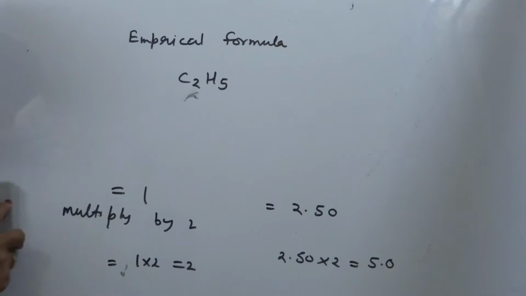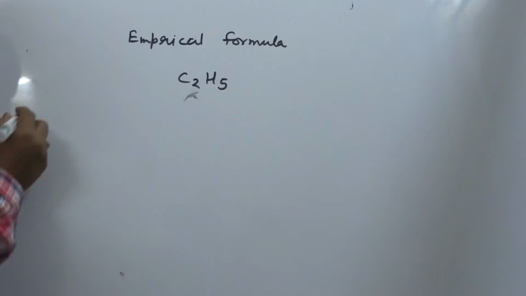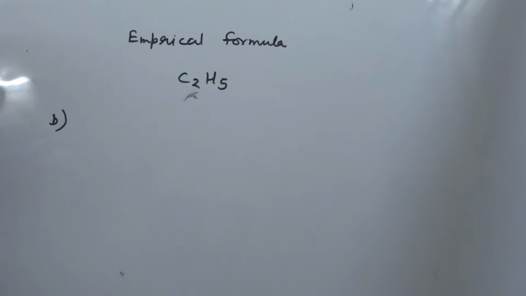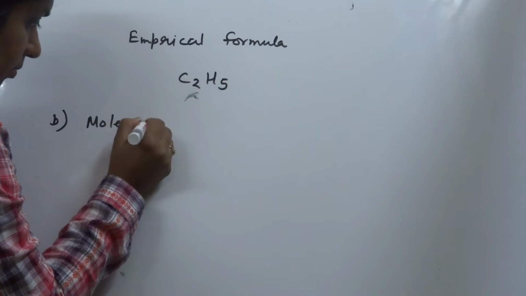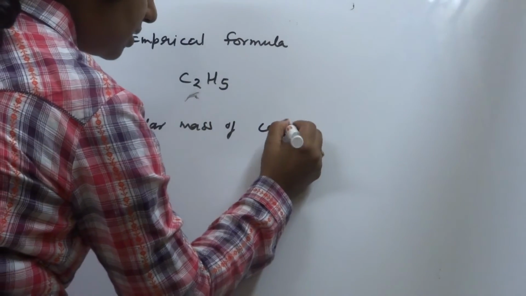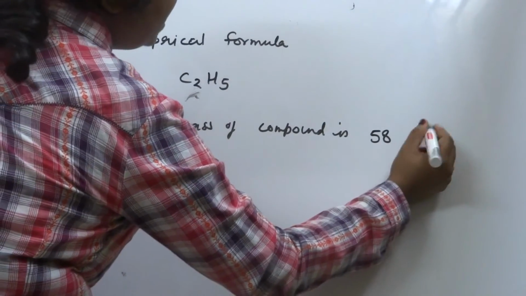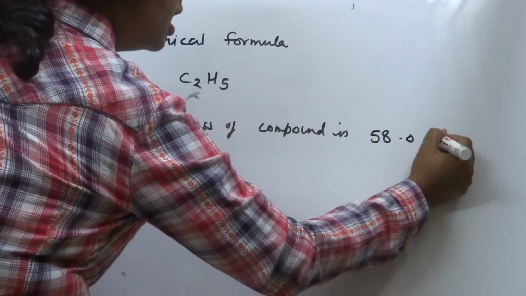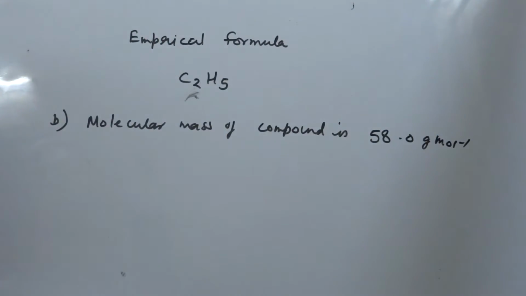Now in the same question, if we take a part B of the question, which asks that if the molecular mass of the compound is 58.0 grams per mole, what is the molecular formula?